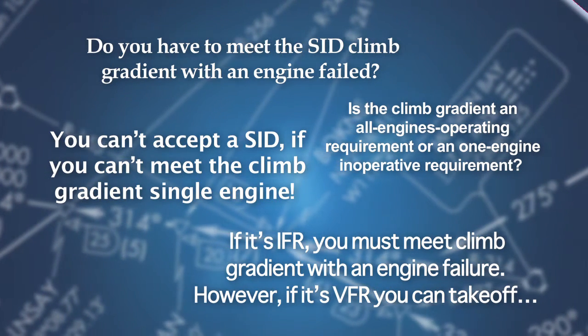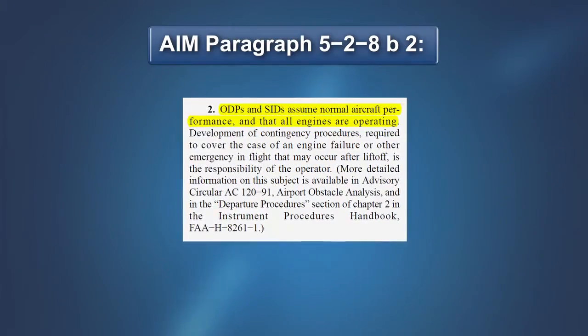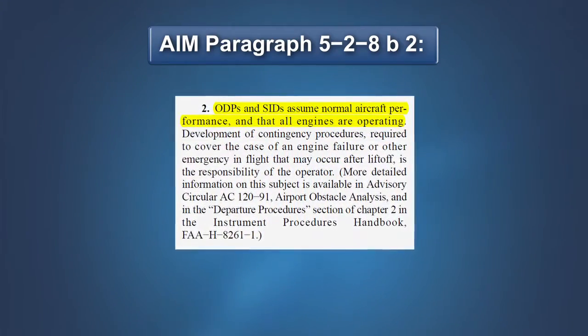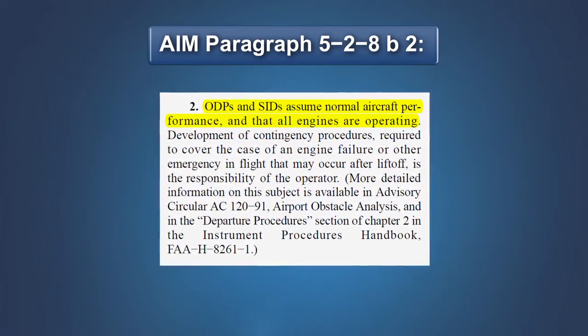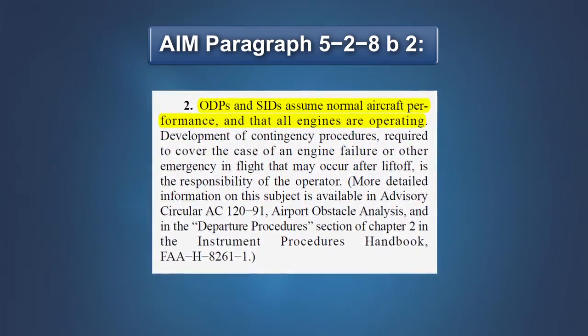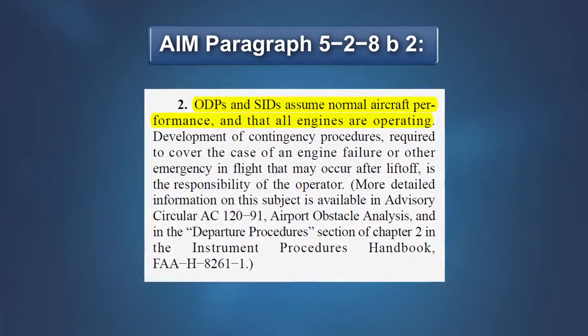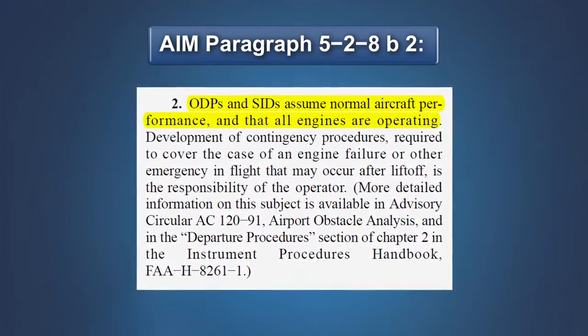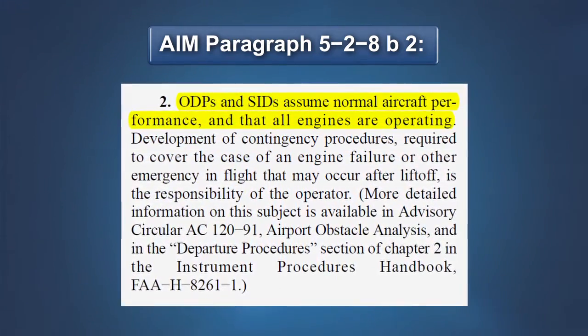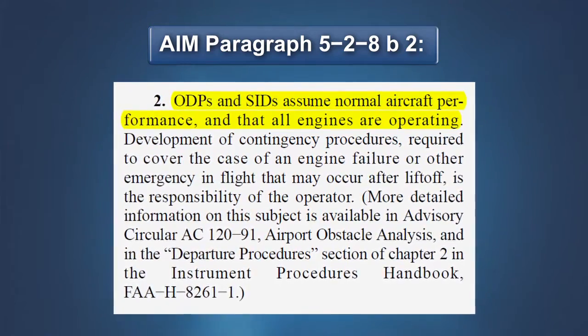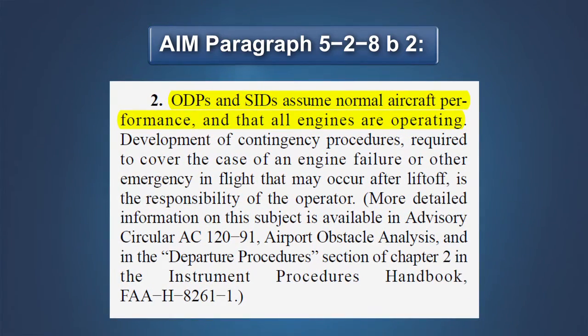Let's answer the most important question first. All IFR departure procedures are based on normal airplane operation and assume that all engines are operating. Compliance with the climb gradient published on a SID or ODP is based on the normal all-engines-operating climb performance of the airplane. There is no requirement to demonstrate compliance with a SID or ODP based on one-engine-inoperative performance. If an engine fails on takeoff in a transport category airplane, the operating rules and procedures previously discussed are used to address that failure.